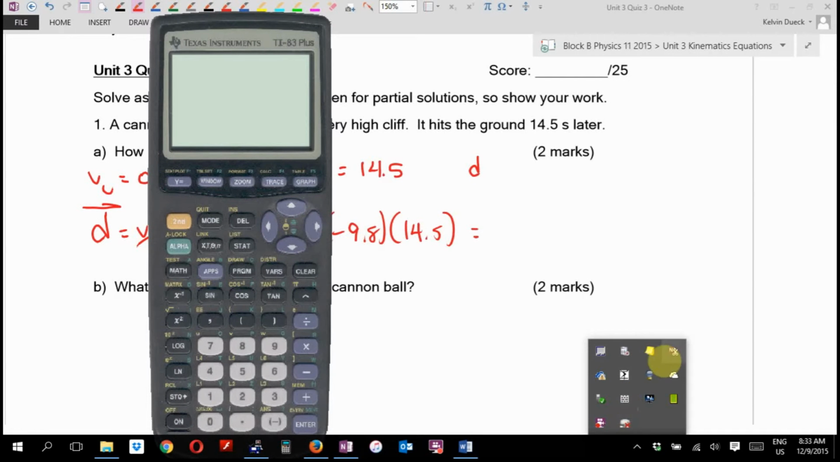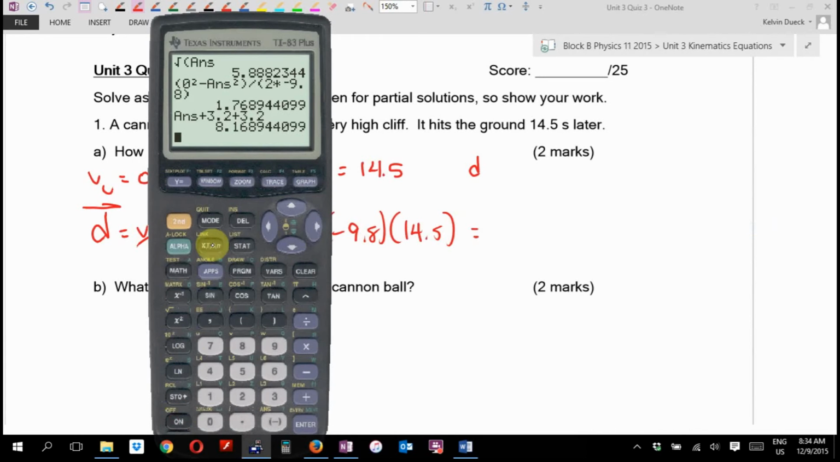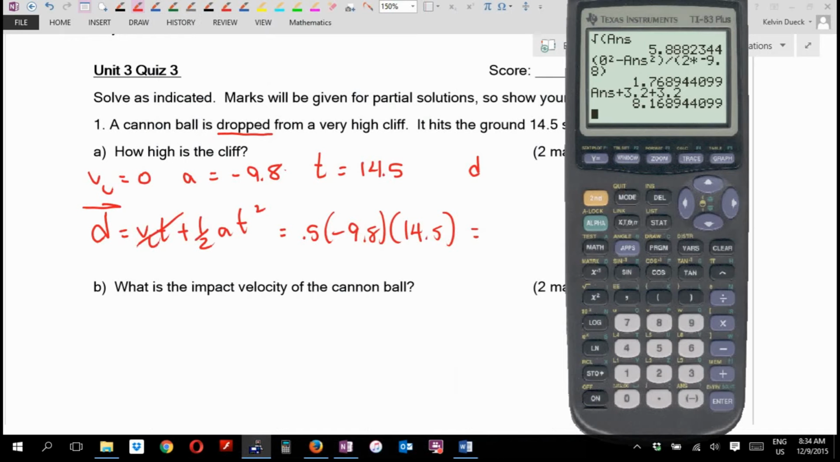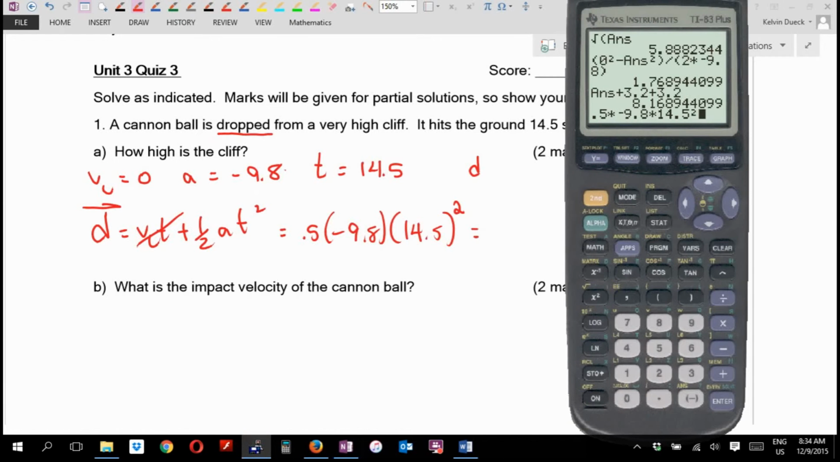So now it's plug and chug. And this one's nice because the D is already by itself. 0.5 times negative 9.8 times 14.5. Anybody see the typo that I made in writing? Most common mistake: kids forget the squareds. They're so proud because often the squared is the last thing in the equation, and they let their guard down right at that last second, and they forget to write that. So don't be that one, or they forget to hit it on their calculator.